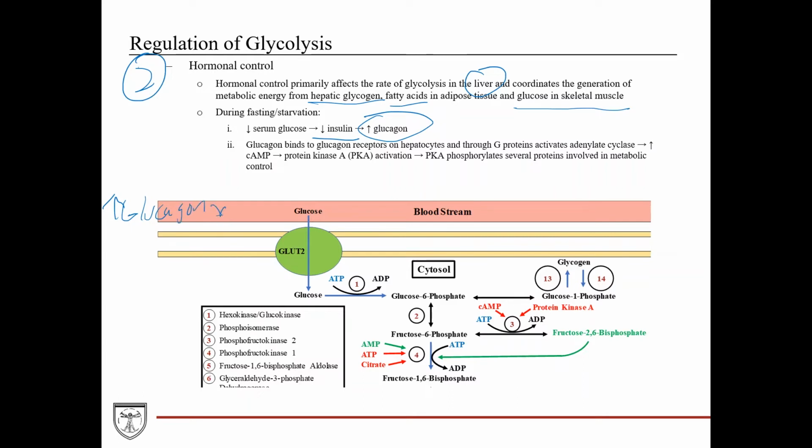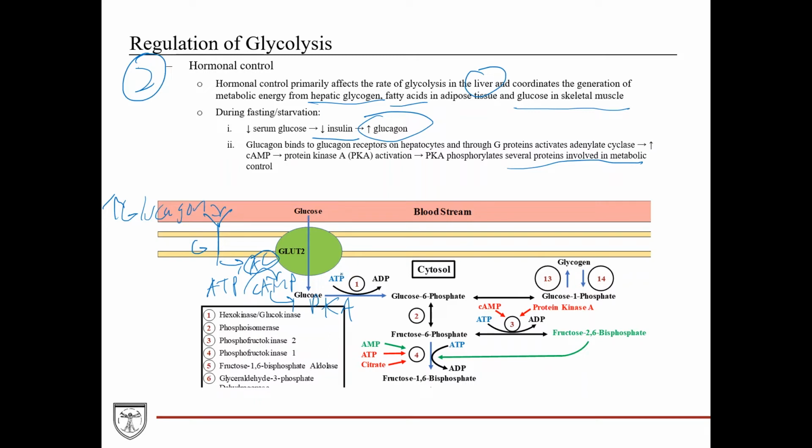So during the fasting state, you're going to have increased levels of glucagon, which is then going to bind and stimulate its receptor. And then the receptor, remember, is a G protein coupled receptor. We talked about these in Unit 2. It's going to activate the enzyme adenylate cyclase, which is going to take ATP and convert it into cyclic AMP. And then cyclic AMP is going to activate protein kinase A, which will then phosphorylate several proteins involved in metabolic control.